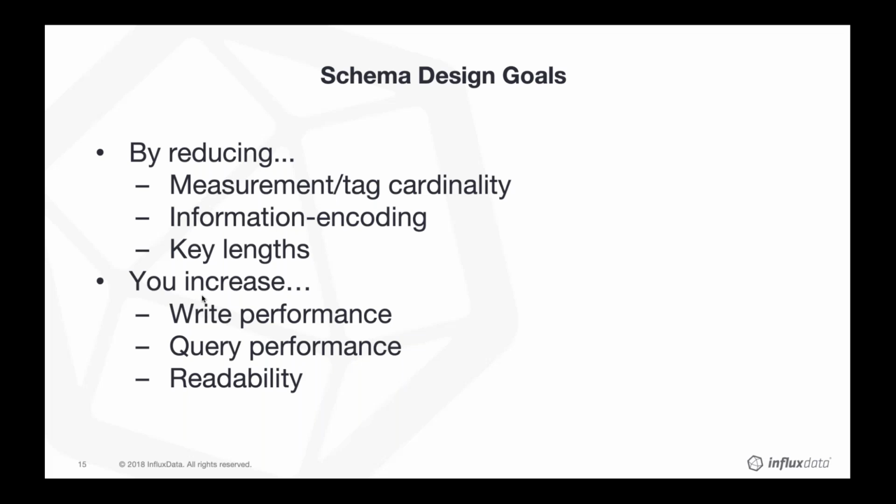Encoding data or information into keys or series keys. We'll talk about what that means and what that looks like in a second here, but that's something we want to reduce. And then key lengths. Sometimes you can't do that, but if you can, it's best to try, because at scale, obviously key lengths, especially series key lengths, take up memory. And so the more you have and the longer they are, the more RAM you need to allocate to your boxes. By doing all these things, we increase performance overall.